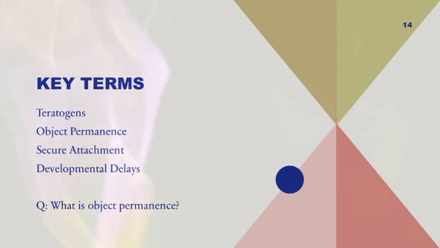And I always like to include a little question here. So, what is object permanence? Well, it's understanding that objects continue to exist even when they are out of sight. And remember, that happens and develops in that sensorimotor stage of cognitive development outlined by Jean Piaget.